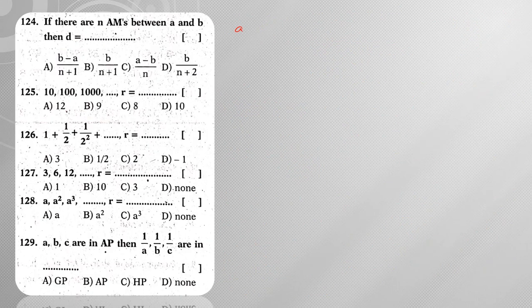(b + c - a)/a, (c + a - b)/b, (a + b - c)/c. So these are all in AP. Now, whenever three terms are in AP, when you add a constant to each and every term, again it will be in AP. Now what I am doing is adding 2 to each and every term.